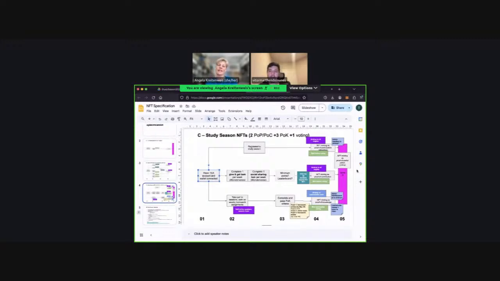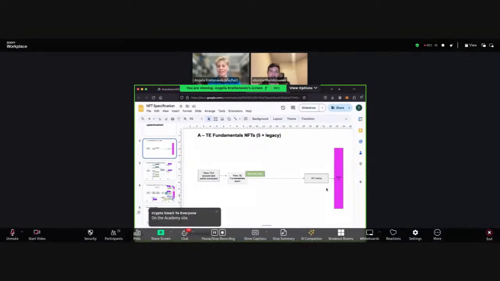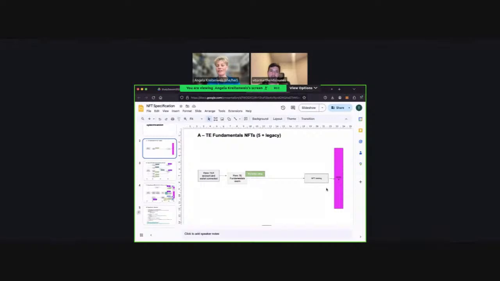Okay, here we have to take a look at the different types. For TE fundamentals, if anyone has passed an exam, he or she is eligible to mint. And even if they passed the exam last year, they can mint because they get to know, oh, there's a voting, I need an NFT, okay, I should mint it. They can mint it in June and then participate in the voting.